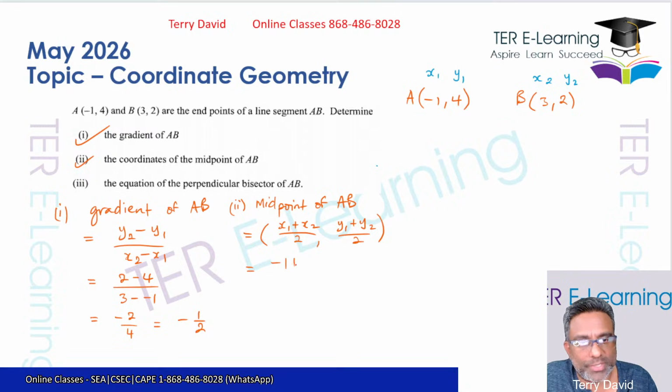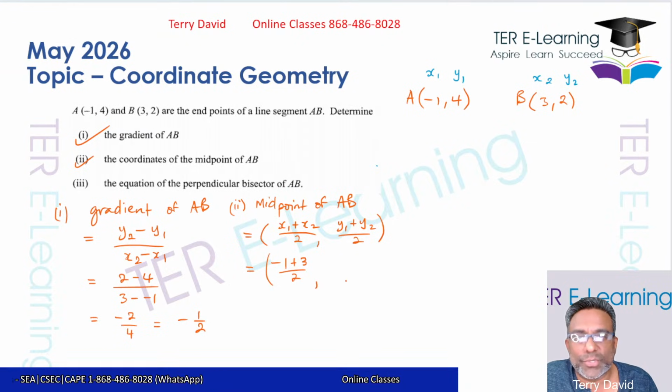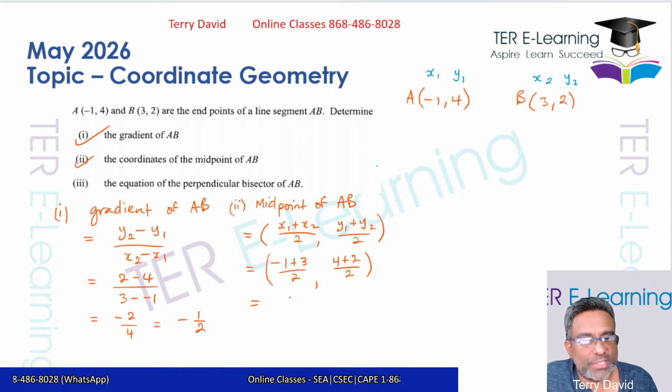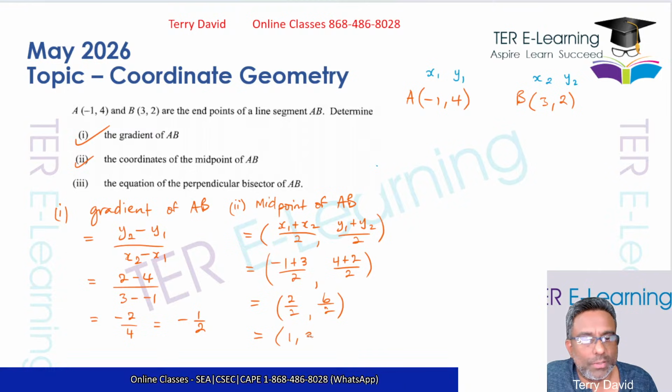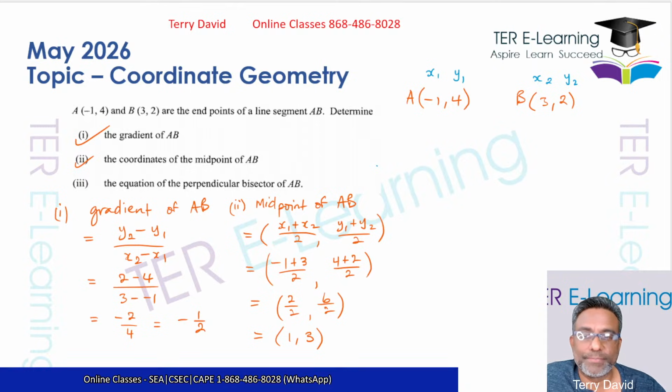So minus 1 plus 3 all over 2. We also have 4 plus 2 all over 2. So this here, minus 1 plus 3 is going to give us 2 over 2. 4 and 2 is 6 over 2. And therefore, this is going to give us a coordinate of 1, 3. Okay, so that's our midpoint. It's going to be 1, 3.